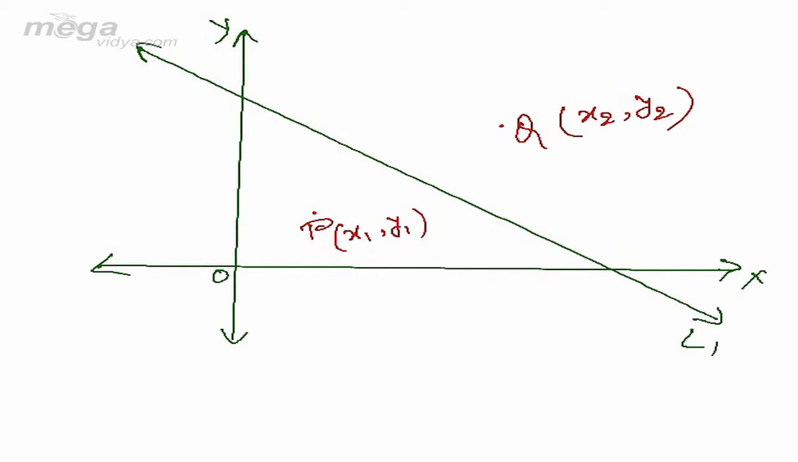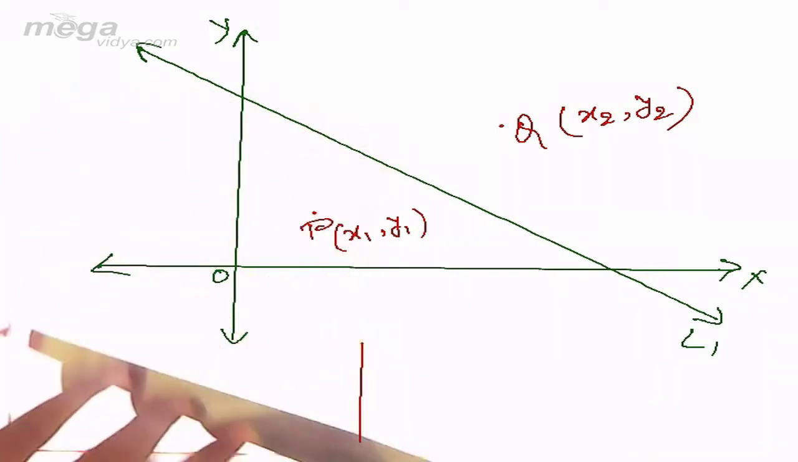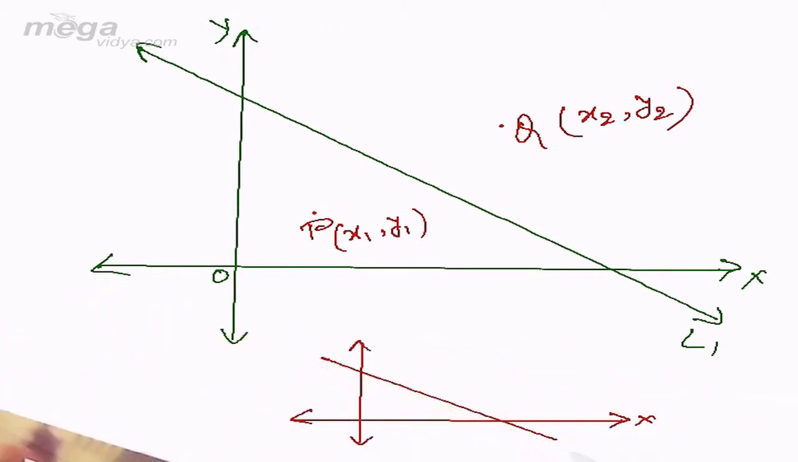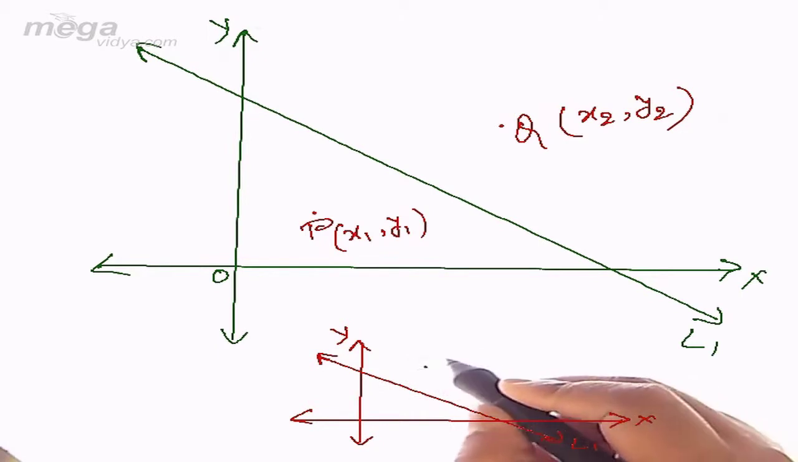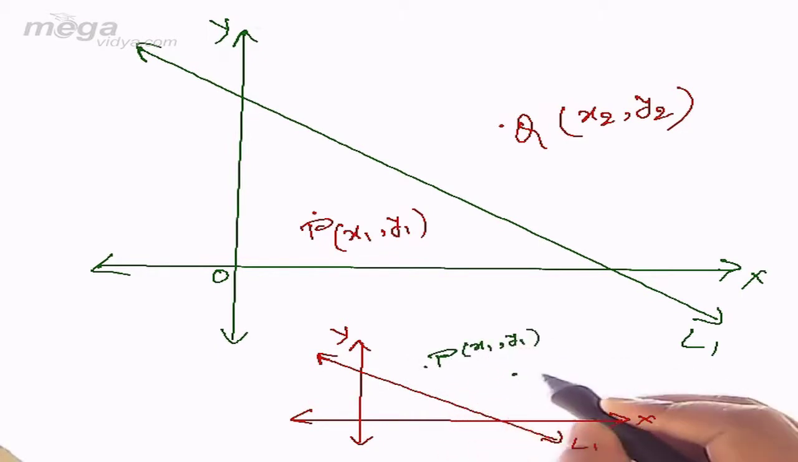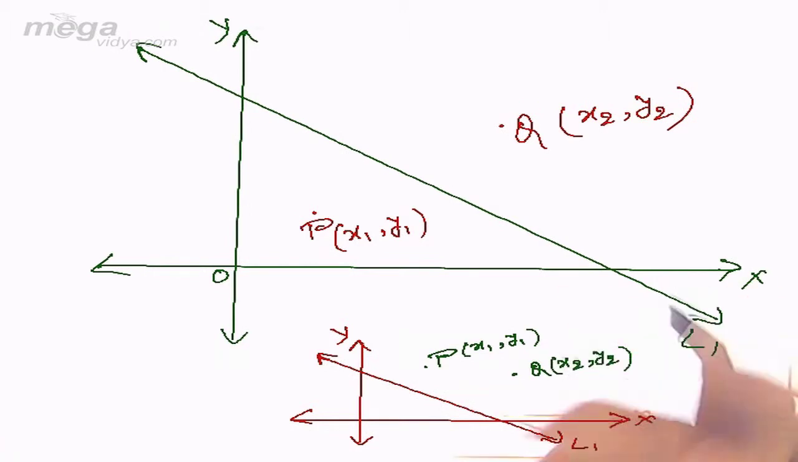Now I'm drawing here the second figure, the second situation. This is the line L1 and these are 2 points P x1 y1 and Q x2 y2. In the first figure, both the points lie on the opposite side. In the second figure, both the points lie on the same side. So when will this be possible?